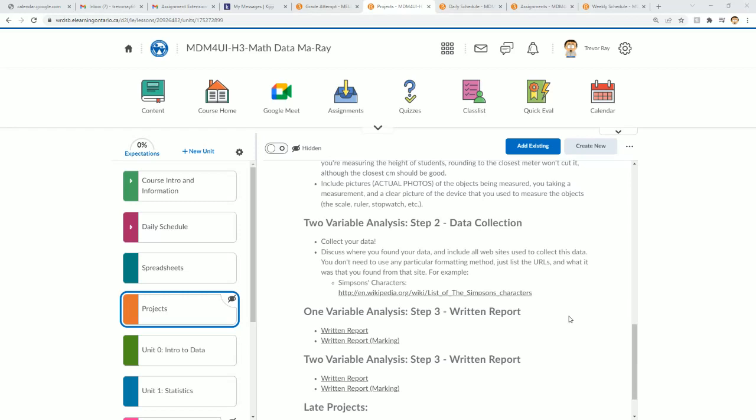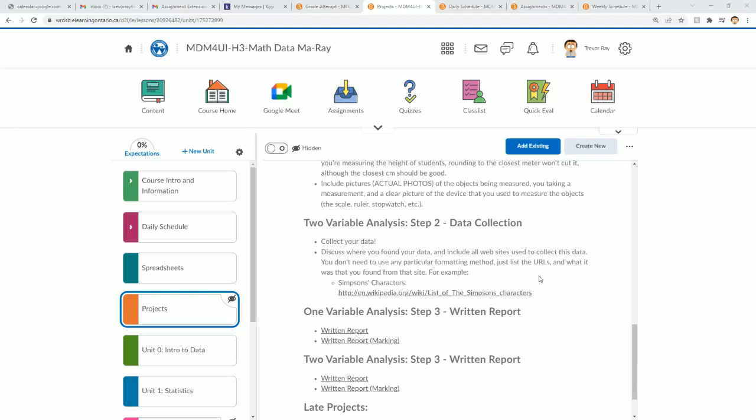So for instance, do not use a reference like, oh, I got my data from Google. Google is not the site you went to get your data. Google's the site you went to look for a site to find your data. That's like in English class having an essay and citing library as your source. You have to be more specific than that.